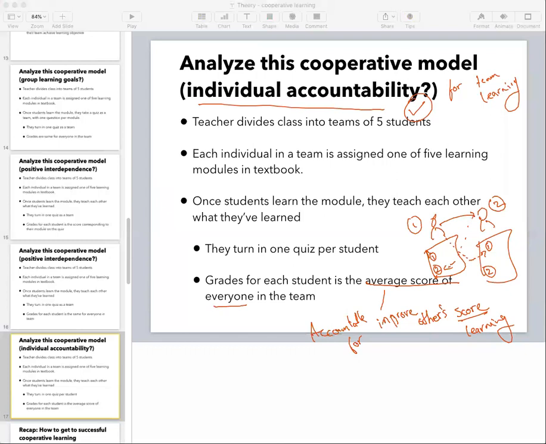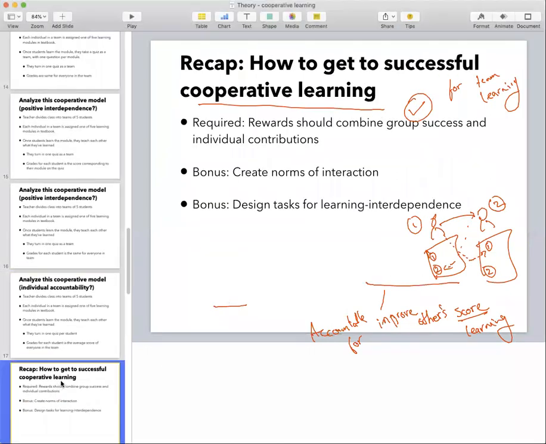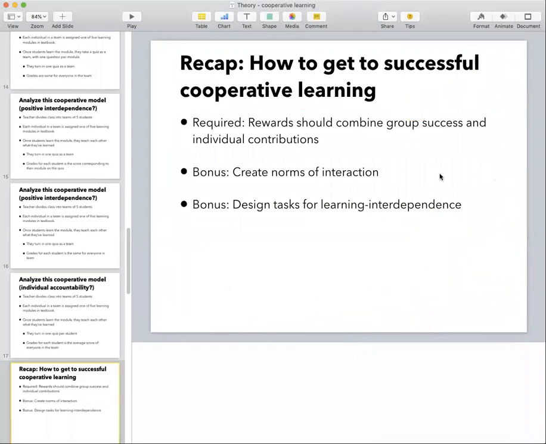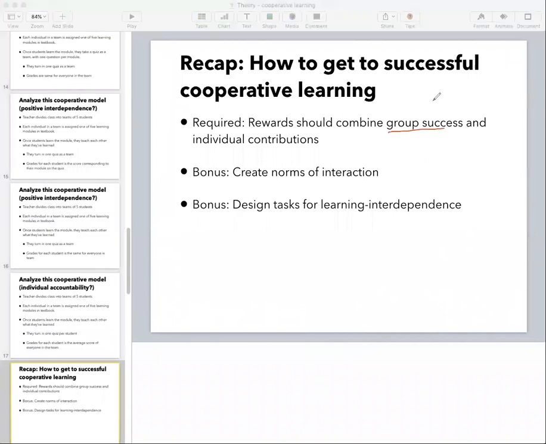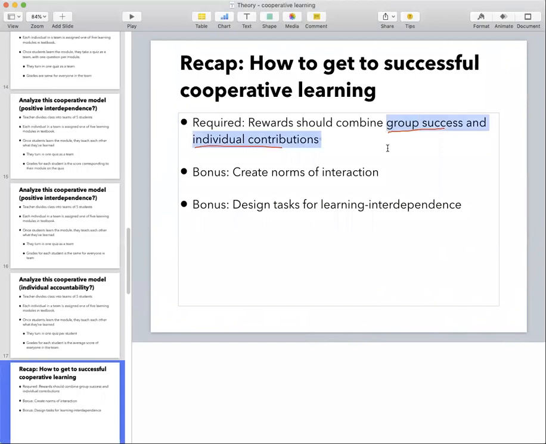Once you've done that, then move on to the next slide where we'll talk more about how to be successful at cooperative learning. We've talked about rewards. We've talked about grades, but they're really just generally rewards. And these rewards should combine the group success and the individual contributions.